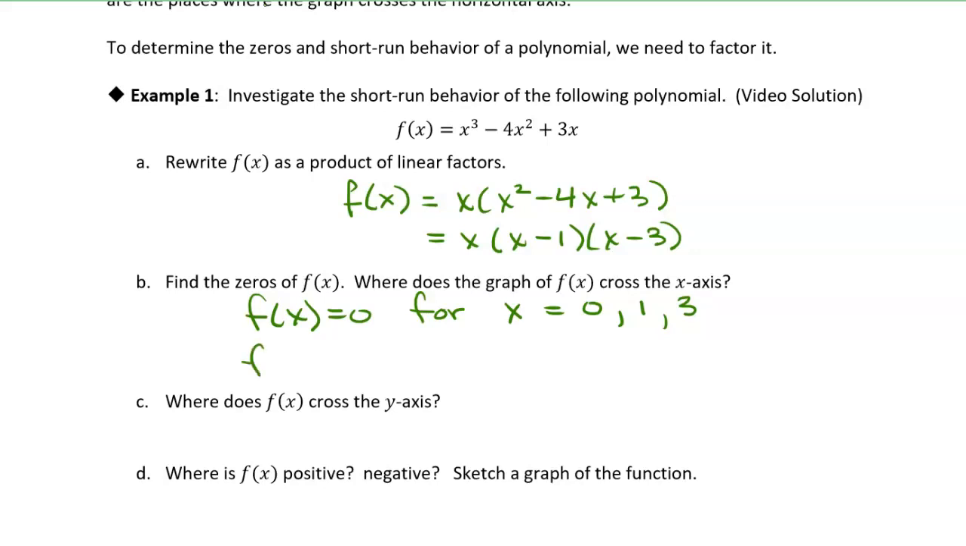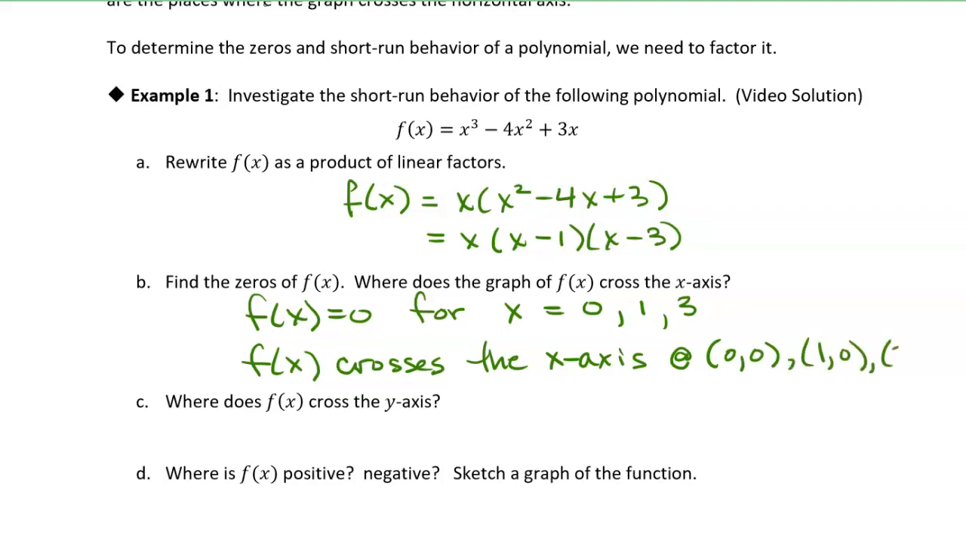And so that is where f of x crosses the x-axis, right? And if I want to list the points as ordered pairs, it would be 0, 0, and 1, 0, and 3, 0, right? The y value is always 0, and these are the x values that make f of x 0.